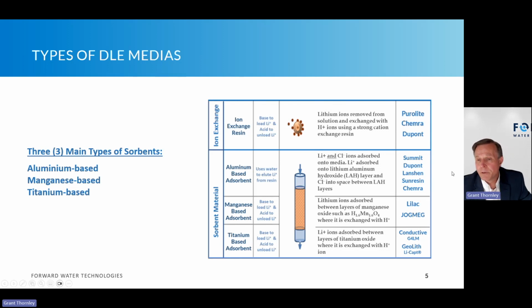So different people manufacture and supply. I mean, there's lots and lots. This is just a slight example. So Summit, DuPont, Lanxess, Sunresin, and Chemra for aluminum-based. Lilac and JMAG are magnesium-based. And as an example of titanium would be Conductive or Geolith.